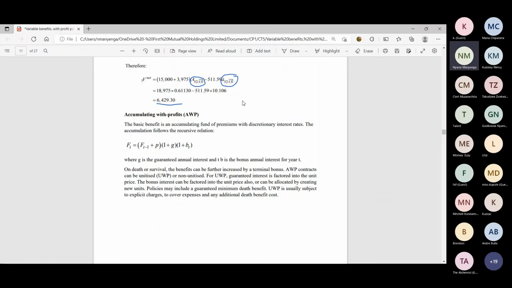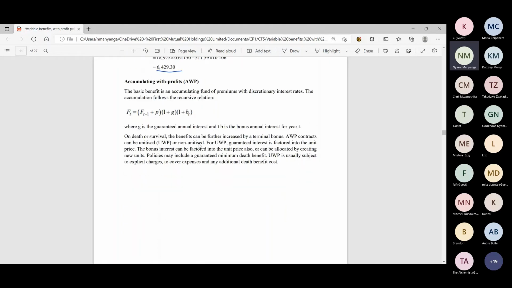In terms of the accumulation, it will follow this recursive relation where the fund at F_t will be equal to F_{t-1}, the fund value at the start of year t, plus P. P would be the premium that the person would have paid in the year between t-1 and t, and then G would be the guaranteed annual interest that is given. So it would be increased by 1 plus G. Then B_t is the annual bonus interest for year t. So the fund value at the start of the year would be added on with premiums payable that year, and this would be increased by the guaranteed annual interest as well as the bonus annual interest for the year.